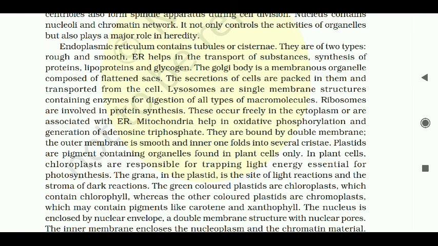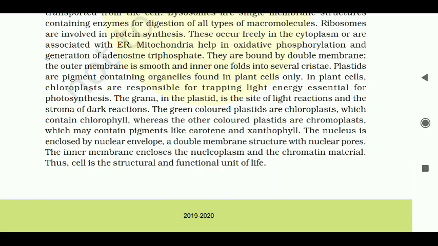The nucleus is enclosed by a nuclear envelope, a double membrane structure with nuclear pores. The inner membrane encloses the nucleoplasm and the chromatin material. The cell is the structural and functional unit of life.